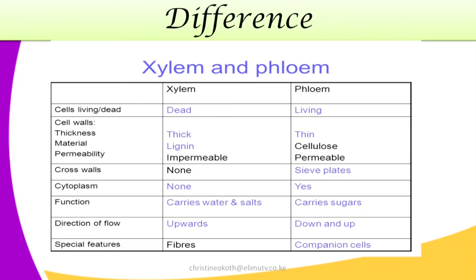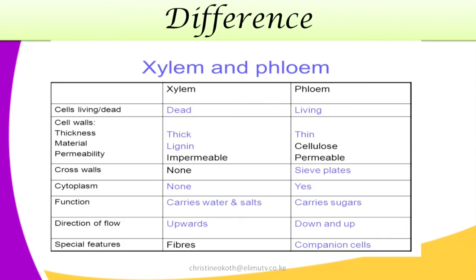It flows in one direction. The water from the roots to the leaves, it's upward, only one direction. Whereas in the phloem, the direction is bidirectional. That means it can flow in either two directions, either down or up.